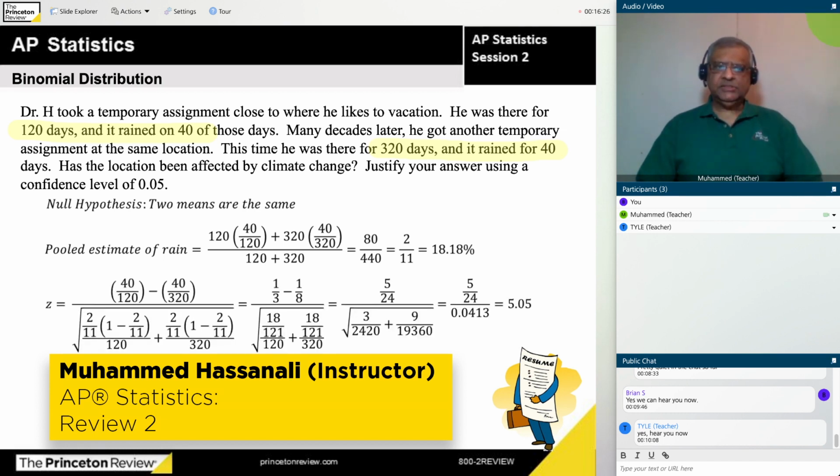Okay, next is the z-score. So the z-score, if you remember, is x minus mu over sigma.